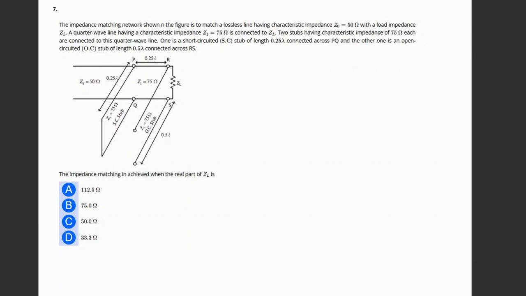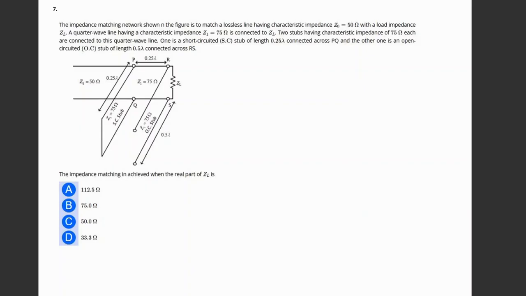A quarter wave line having a characteristic impedance Z1 equals 75 ohm is connected to the load ZL. Two stubs having characteristic impedance of 75 ohm each are connected to this quarter wave line. One is a short circuit stub of length 0.25 lambda connected across PQ, and the other one is an open circuit stub of length 0.5 lambda connected across RS. The impedance matching is achieved when the real part of ZL is dash.